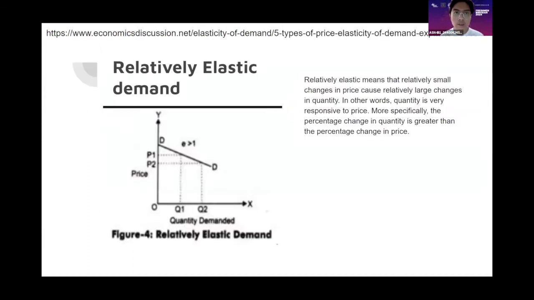And then relatively elastic demand. It means that relatively small changes in price cause relatively large changes in quantity. In other words, quantity is very responsive to price. More specifically, the percentage change in quantity is greater than the percentage change in price. So, for example, for this elastic demand: fashion, fashion clothing, and other non-essential products.